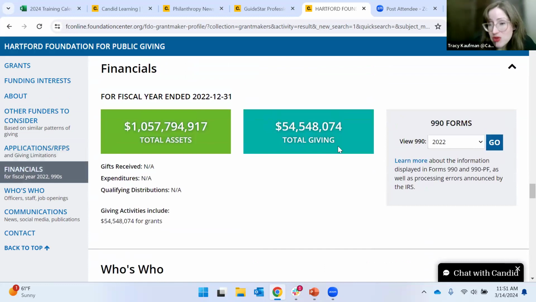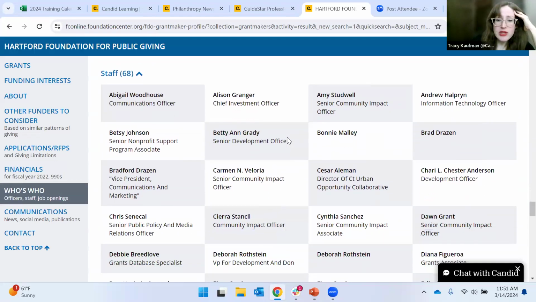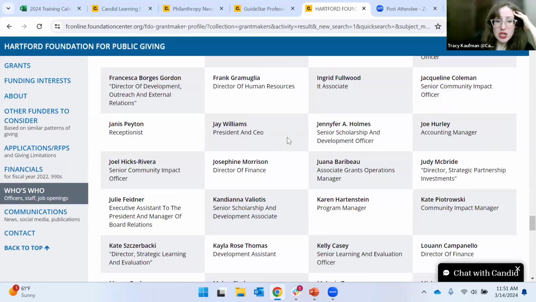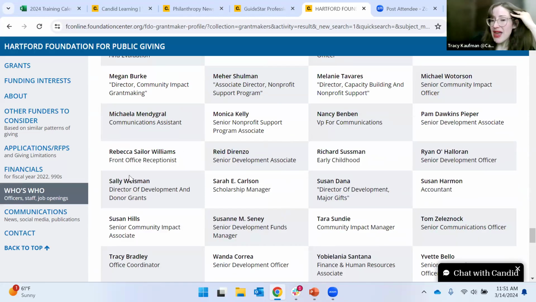You want to look at their financials or their tax returns. Here's where those are. Who's who? So this is going to show you who is affiliated with this foundation. So again, if you can find any connections here, anyone you know at this foundation, or anyone that one of your board members knows at this foundation, for instance, or one of your colleagues or one of your donors knows them, that's great for getting a foot in the door.